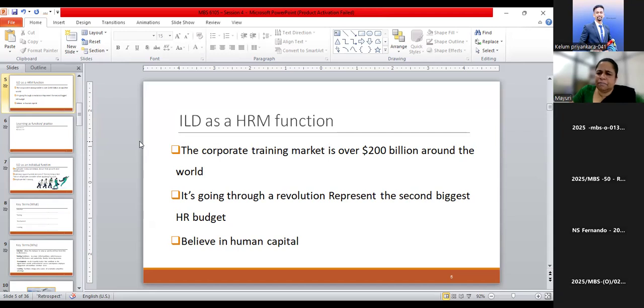And learning and development represents the second biggest budget, so as an amount, learning and development is also significant because we are spending money on it.